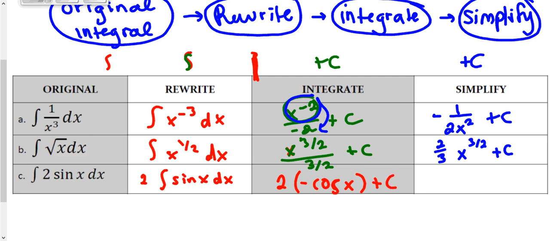To rewrite this, it's really just multiplying the negative and the 2. So you have negative 2 cosine of x plus c. Okay. So that's the end. You have a worksheet to work on after you finish these notes.